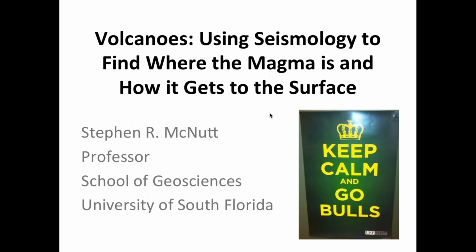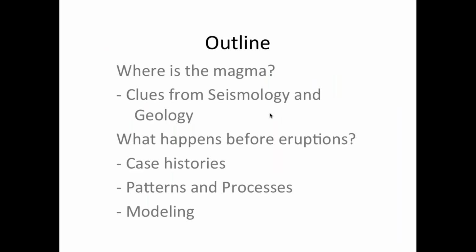So the title is Volcanoes: Using Seismology to Find Where the Magma Is and How It Gets to the Surface. We're going to look at a couple of different ways that seismology is useful. A basic outline: the first question is, where is the magma? A fundamental question in volcanology is, where is the molten rock? As you've been following the news lately, you've seen a lot of molten rock arriving at the surface in a very photogenic way. It's been leading half the news broadcasts for the last couple of weeks. But fundamentally, a basic geophysical question is, where is the magma? And we look at clues from both seismology and geology.